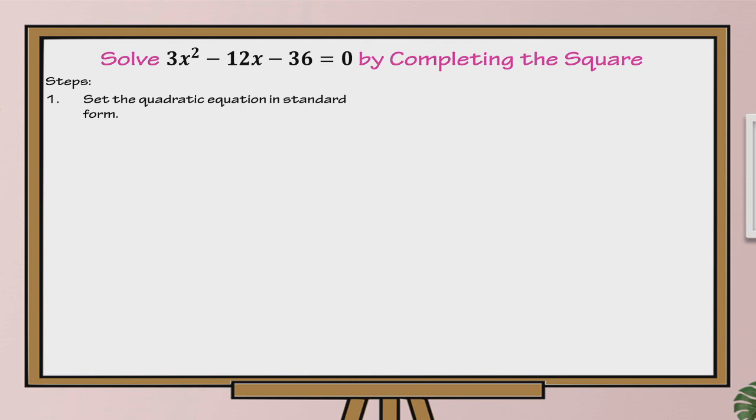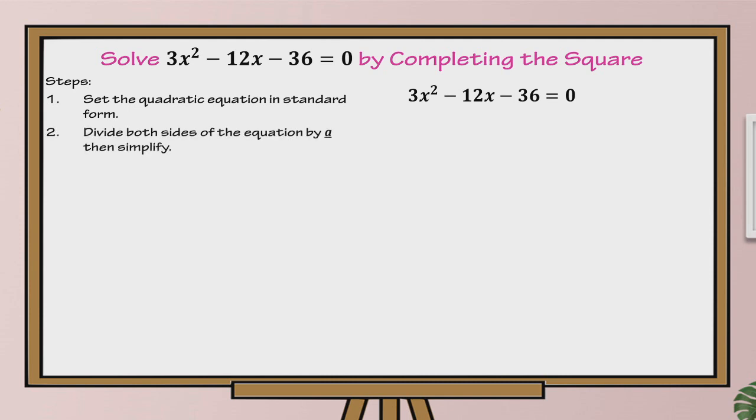Step 1 is to set the quadratic equation in standard form. Since our quadratic equation is already in standard form, we will proceed to step 2, which is to divide both sides of our equation by the coefficient a and then simplify. In this equation, our coefficient a is 3. Therefore, we will divide this side with 3 and the other side also with 3. This means that we are going to divide each of these coefficients with 3.